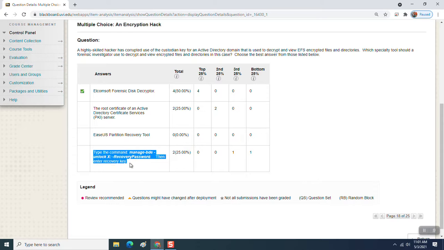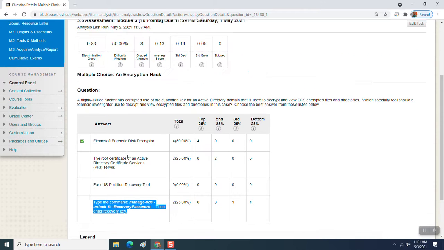Other students chose this one: type the command manage-bde -unlock X: -recoverypassword, and then enter the key. That's just a bogus answer. I completely made that up and typed in a command that I thought would look valid, but if you enter this command in any administrative command prompt, you're going to get an error message that says command not found. I don't know what this is. So that's just a bogus answer.